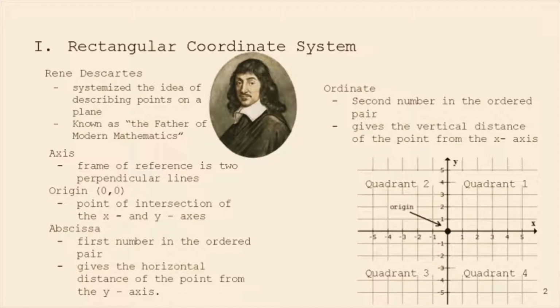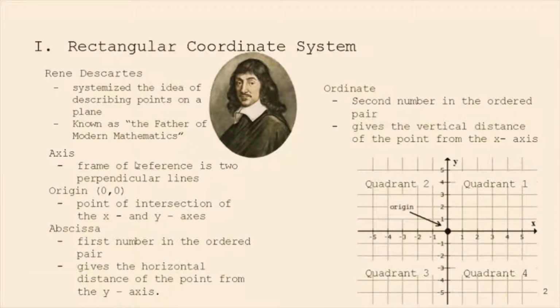So, the rectangular coordinate system. Rene Descartes is this guy. Siya yung nagpapahirap sa atin kasi siya yung nag-systemize ng idea ng plotting points on a plane. Tapos he is known as the father of modern mathematics.